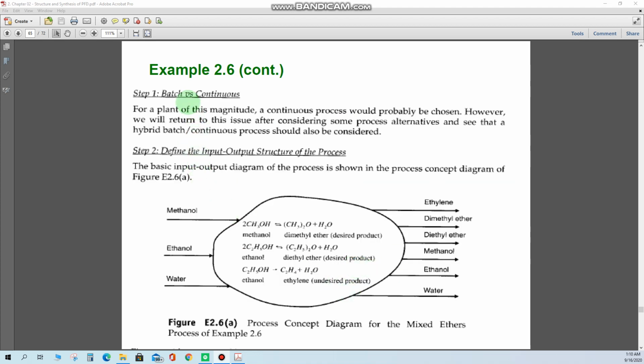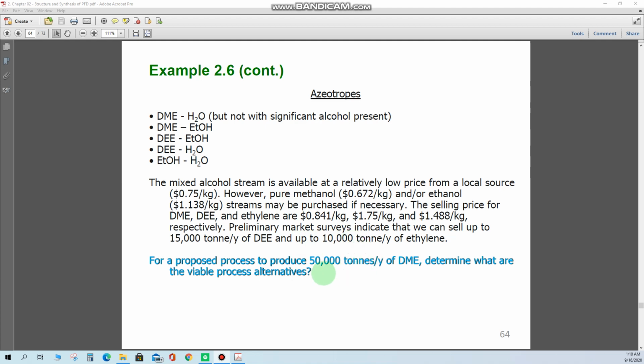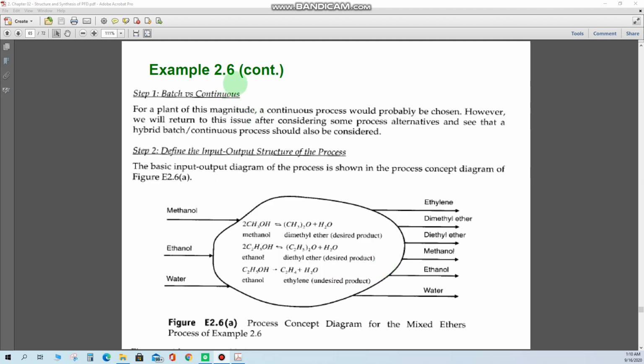Now, first of all, we have to consider whether to select a batch or a continuous process. It is quite clear that the production requirement is around 50,000 tons per year, so obviously we have to go for a continuous process. The second step that we need to follow here is the input-output structure of the process, in which we will see what the inputs to the system are. It can be methanol, ethanol, and water. Then we can have all the reactions that can take place, and at the outlet we can have all the components that can be expected from the process.